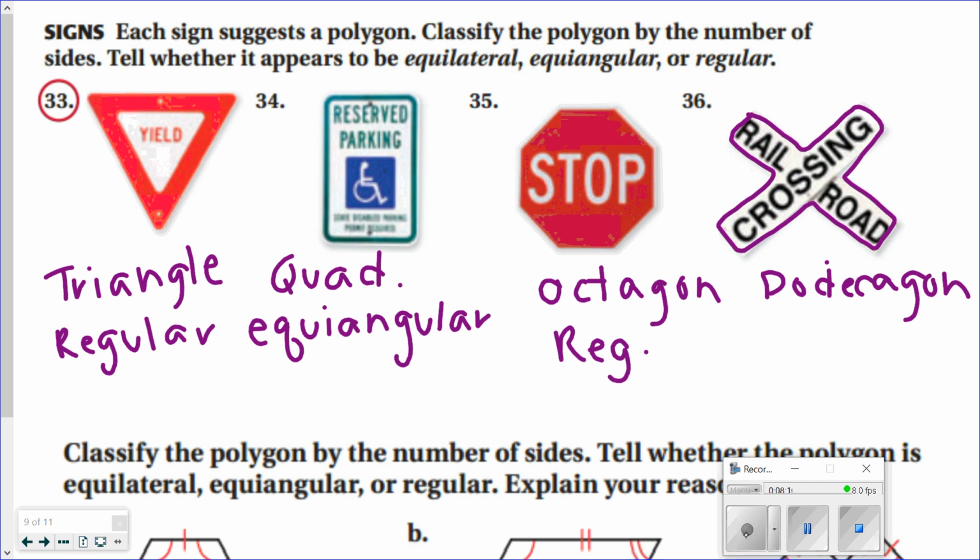And then is it equilateral, equiangular, or regular? This is actually a trick question. It's none. The reason being is that the sides aren't the same. Our angles also aren't the same. We do have right angles here, but we also have angles like that, so it's none.